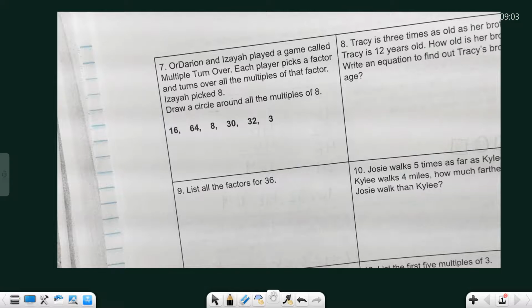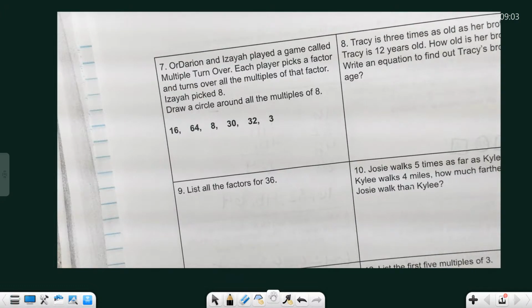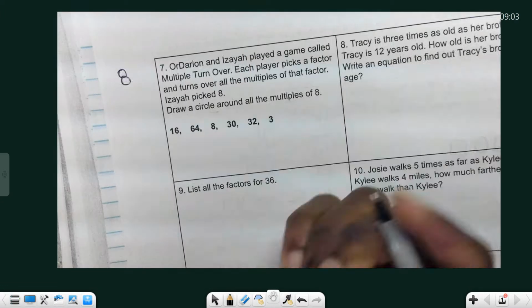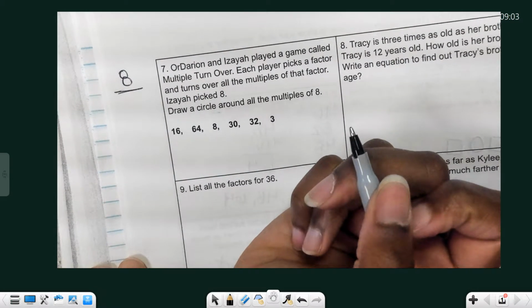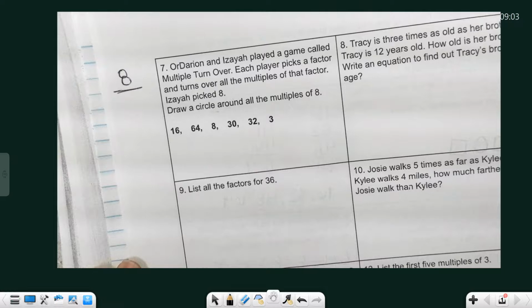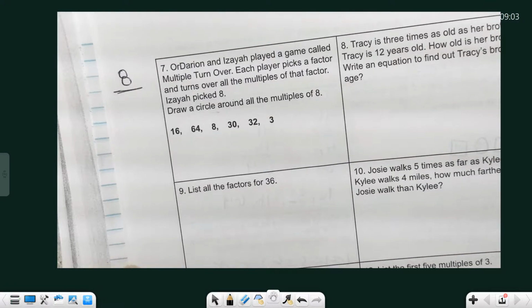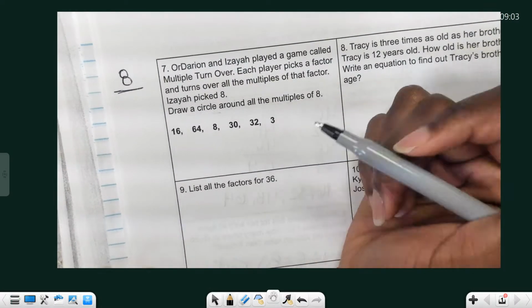So in order to find multiples, you have to do what? Skip count. So we're skip counting by 8. I'm going to put 8 up here in the corner. We don't have 7. It goes straight to 13. Okay, that's all right. Just pay attention to number 7 right here.